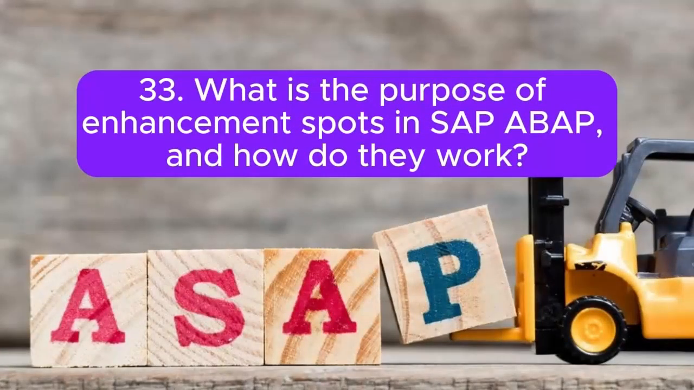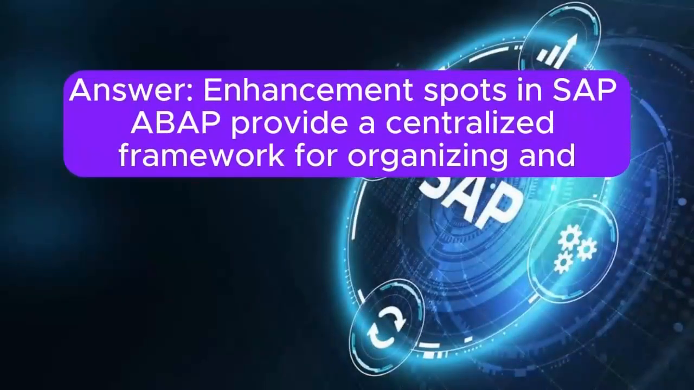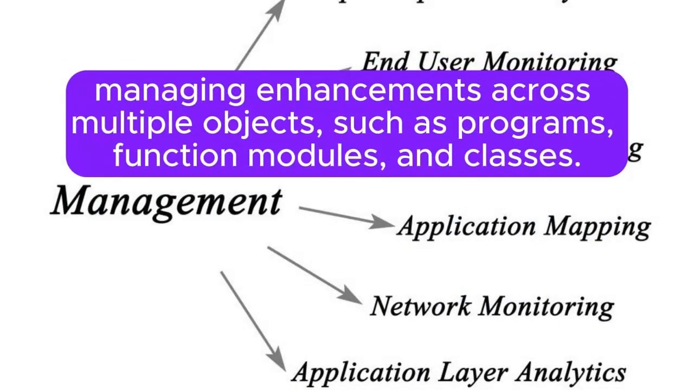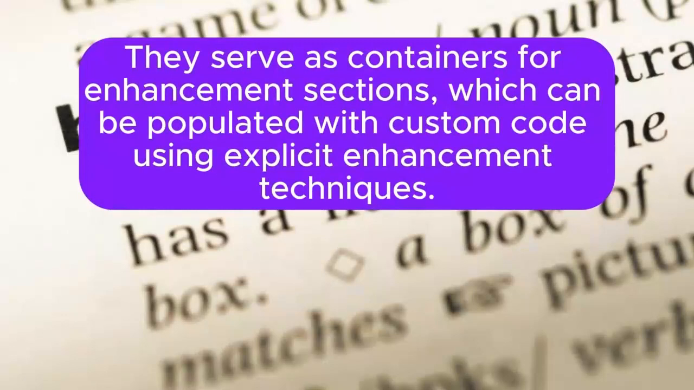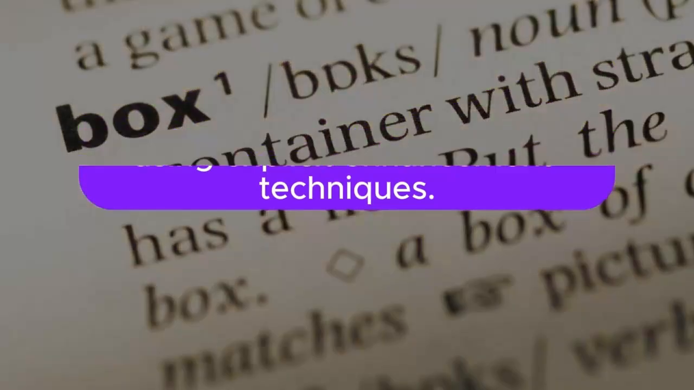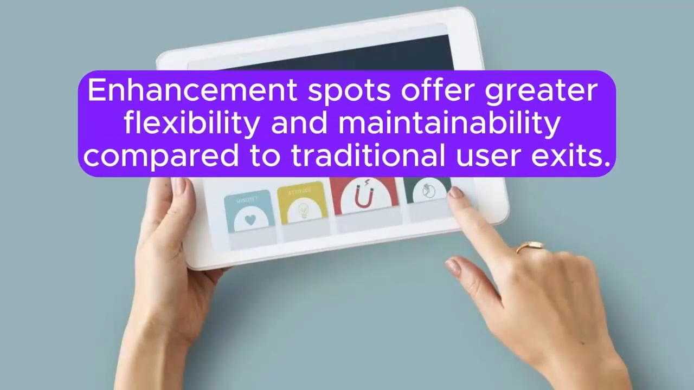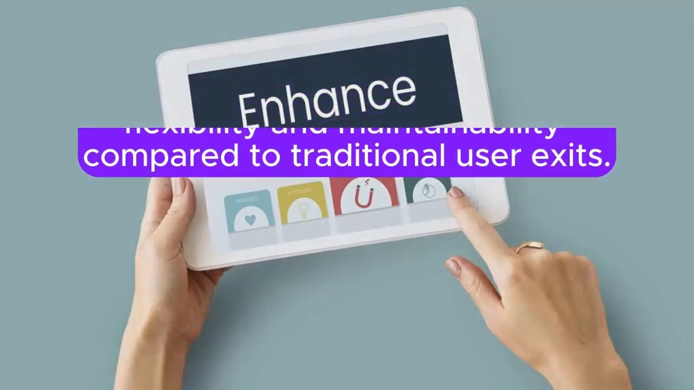33. What is the purpose of enhancement spots in SAP ABAP, and how do they work? Answer. Enhancement spots in SAP ABAP provide a centralized framework for organizing and managing enhancements across multiple objects, such as programs, function modules, and classes. They serve as containers for enhancement sections, which can be populated with custom code using explicit enhancement techniques. Enhancement spots offer greater flexibility and maintainability compared to traditional user exits.